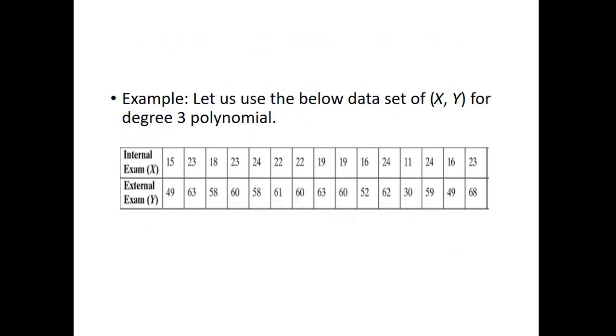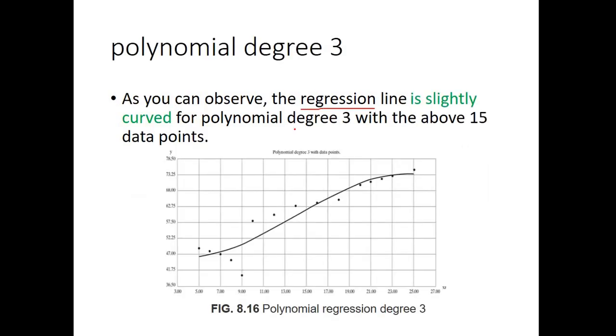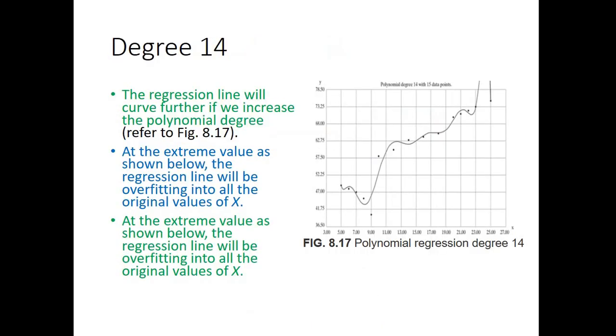Consider a table of internal and external marks consisting of 15 samples, and we want to plot the relation between these internal marks and external marks by using a polynomial with degree 3. We observe that the regression line is slightly curved in this case because we are using a polynomial with degree 3. So generally, if you increase the degree of the polynomial, the curviness of the line will also increase. So as you increase the degree, the curve will further increase.